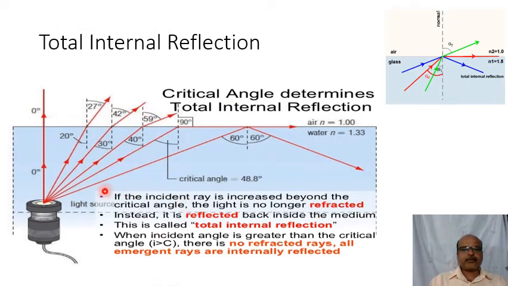In this figure, the total reflection phenomenon is shown when the incident ray is increased beyond the critical angle. Observe, this is the critical angle, and when the incident angle is increased beyond it, from 60 degrees up to 120 degrees in total, the rays are reflected back inside the same medium. This is called the total internal reflection phenomenon.